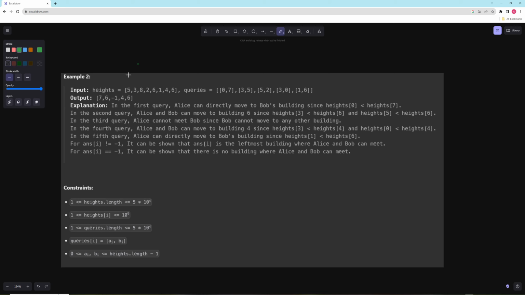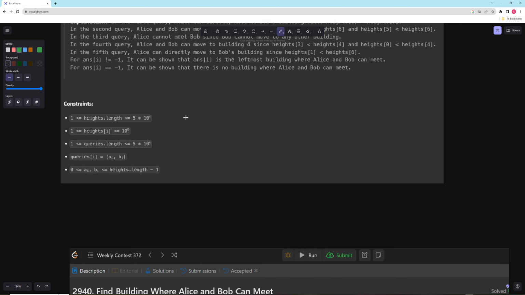Like I said, we can just flip it around, make it 0, 3. So 0, 3. The first building bigger than both of them is this one. And 1, 6. So 1, 2, 3, 4, 5, 6. Here, the person on the left can just move to the building of the person on the right.